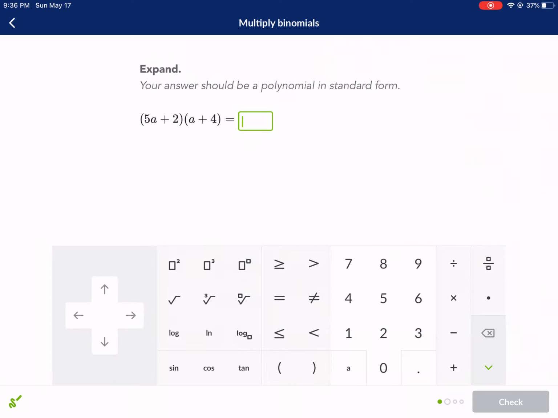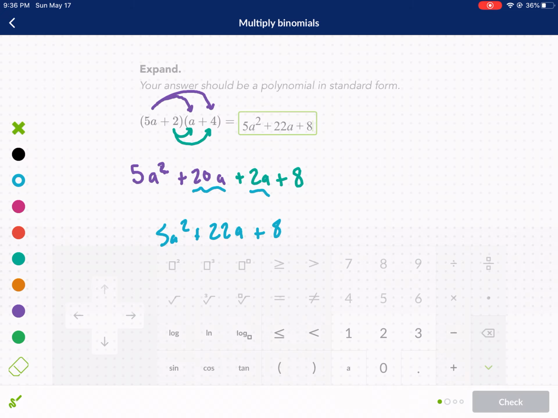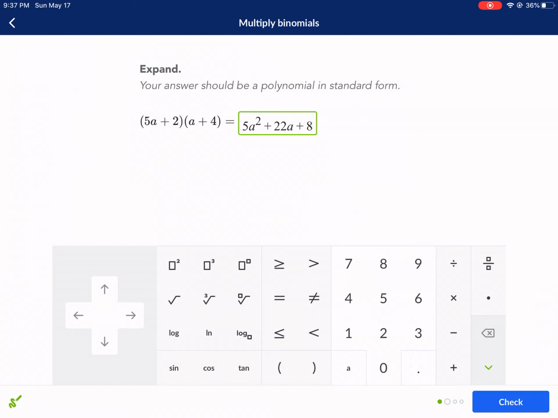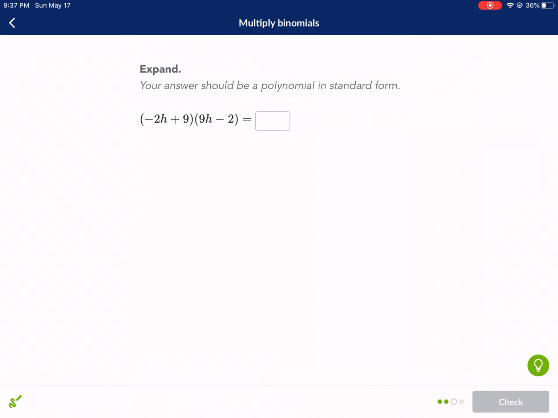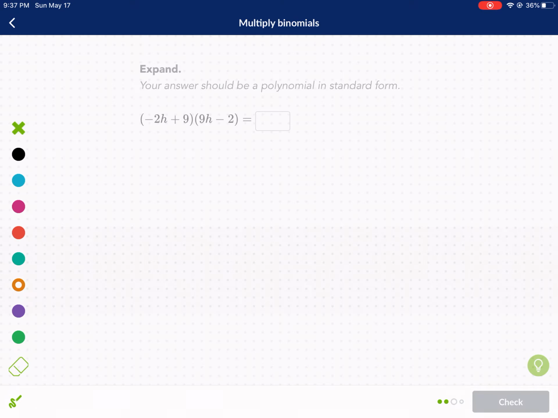If I could close that, and there we go. 5a squared plus 22a plus 8. I'm just going to double check that answer. 5a squared plus 22a plus 8. Looks good. All right. Next one. Okay, this one, be careful with. There's a negative sign in front of this first variable. So let's go ahead and distribute.